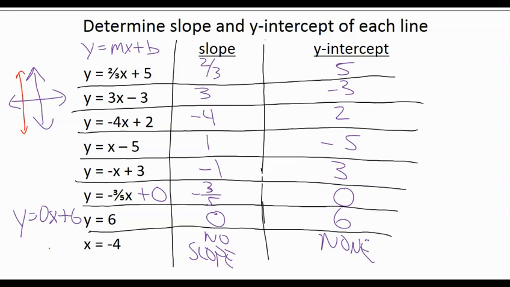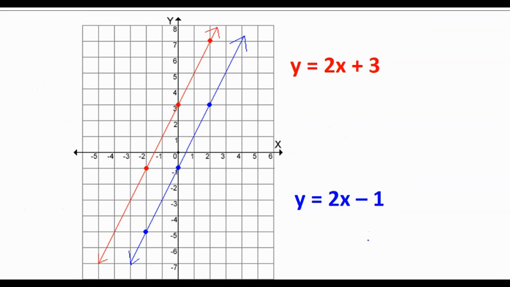All right, so that's how you pull the slope and the y-intercept out of an equation in slope-intercept form. So here's just a visual example of 2 different equations and how you could use the information. So look at y equals 2x plus 3. I can see it crosses the y-axis at 3, the red line there.